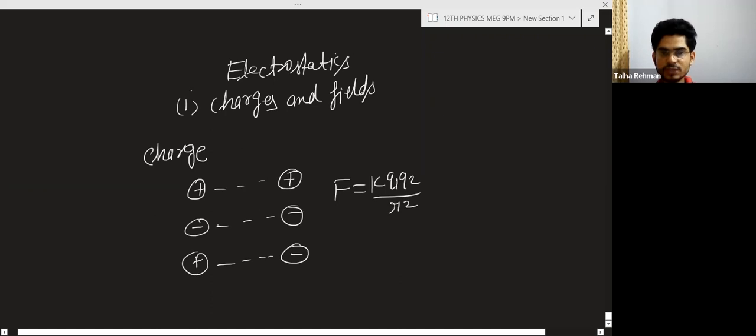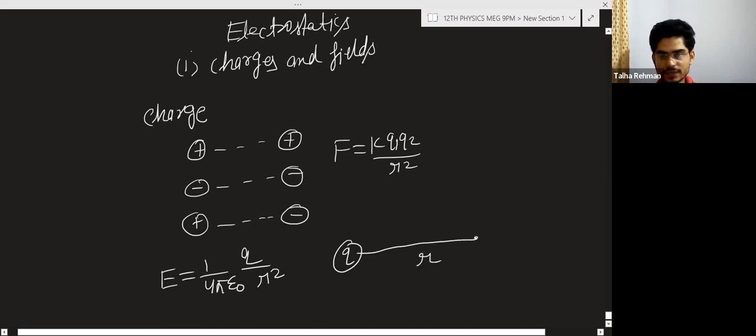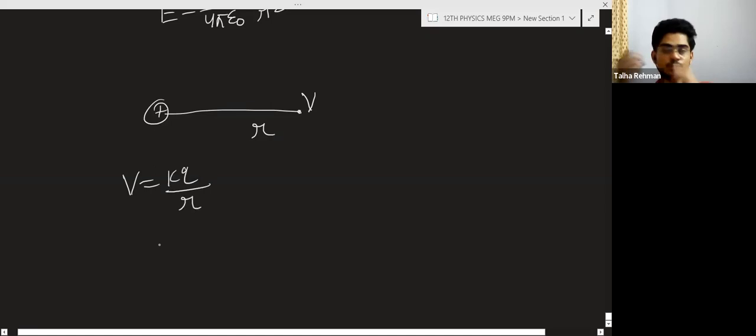Means due to the charge the force is generated, and after the force you came to know about the electric field, 1 upon 4 pi epsilon naught q by r square. Here is a charge and here is the electric field at a distance r. Due to this charge there is a force, and an electric field kq by r square, where k is 1 upon 4 pi epsilon naught. And after that, you can take a negative charge also, you studied the potential, and that is kq by r.